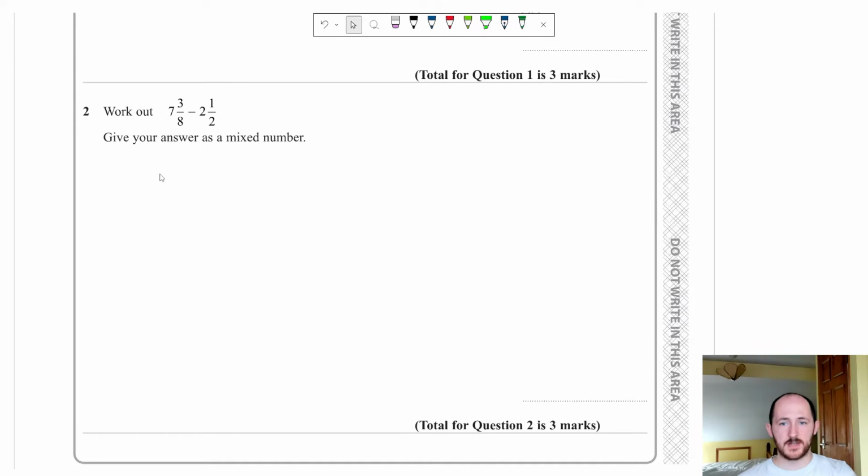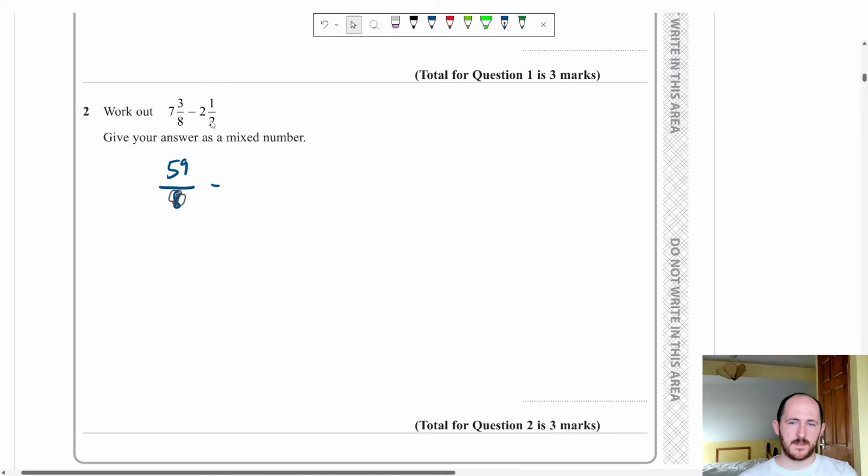So instead, I'm just going to change this into an improper fraction. First thing I need to do, 7 times 8, because that's 7 wholes, and each of our wholes is out of 8. So in total, we have 7 times 8 parts. That would be 56. Add the 3 extra parts we have, so that's 59 over 8.